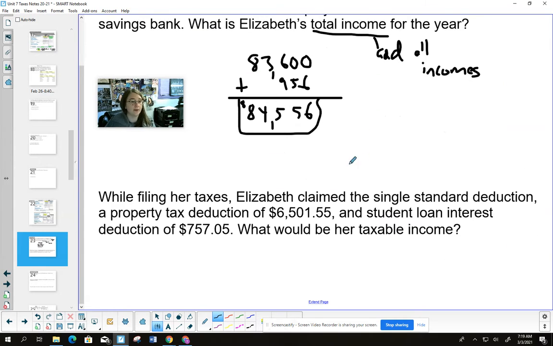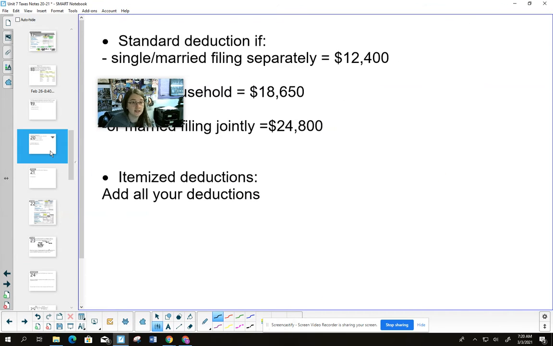So we'll keep that in mind when we do it again. So it says, while filing her taxes, Elizabeth claimed the single standard deduction, which again, single standard deduction in this case is, oops, I need to change that. I just realized.